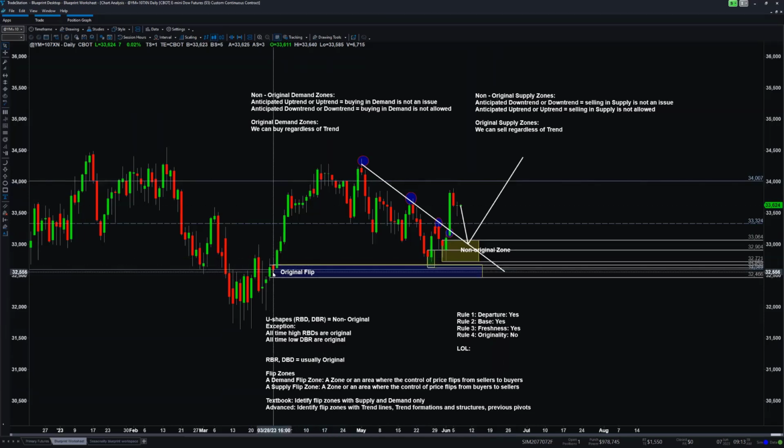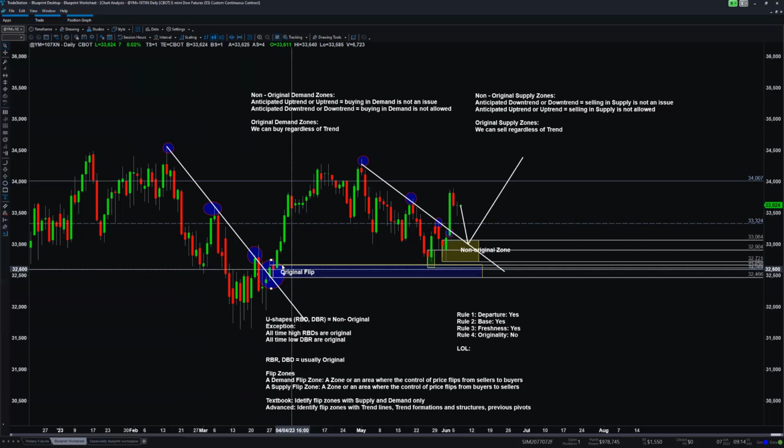In this case, this is an original flip based on supply and demand. However, it's also a flip based on, for example, the trend lines, right? So I have a trend line here. I have 1 test, 2 tests, 3 tests. I stay below, and then we flip, we break it. So this is again the area where the control switches.